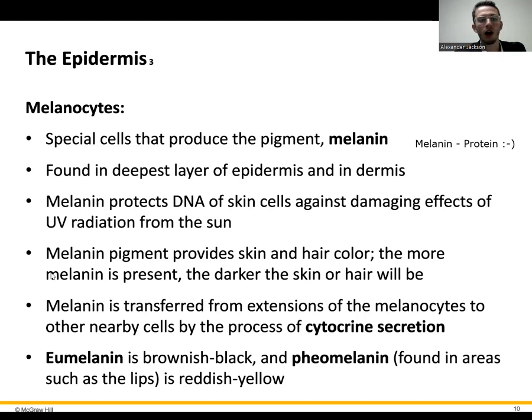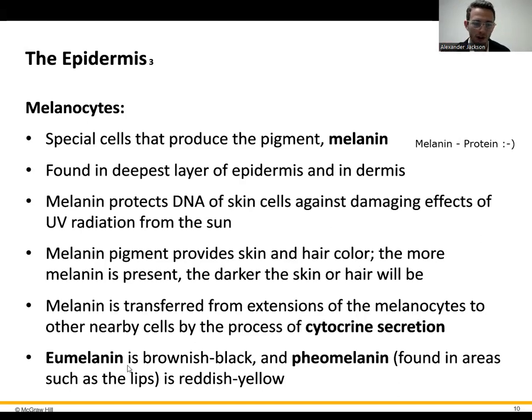Okay, so that's the goal of melanin, and the more melanin you have, the darker your skin will be. This is why if you have darker skin, you usually don't wear as much sunscreen, because you already have that protection from the UV radiation because you're producing a lot of melanin, okay? So that's a really cool fun fact.